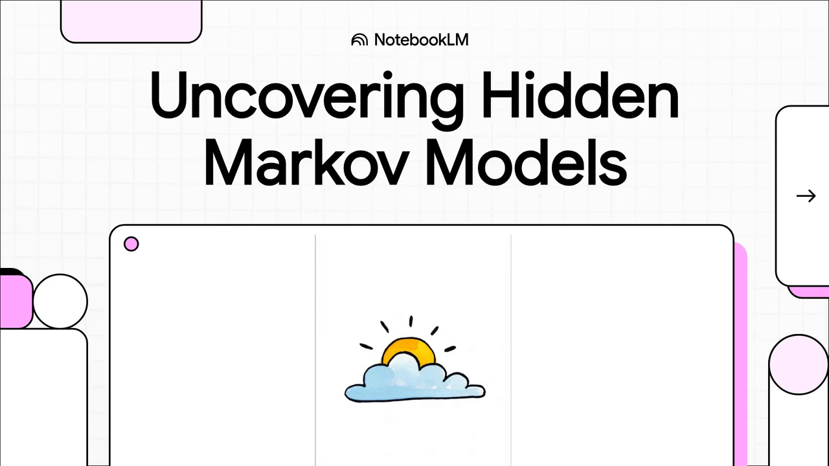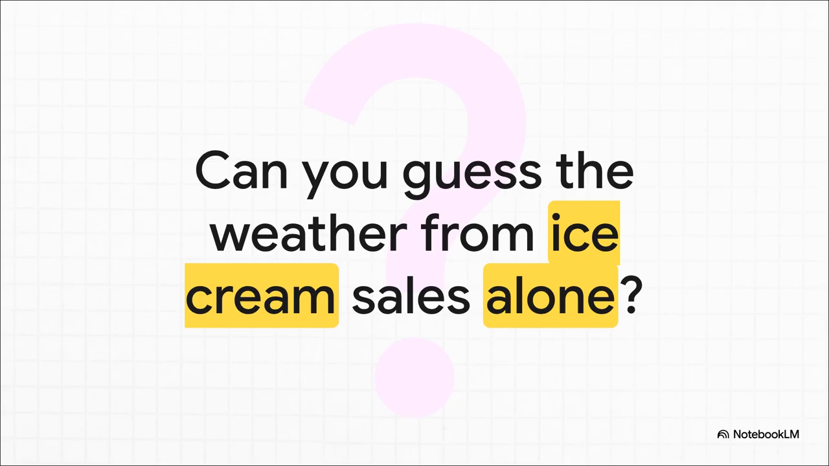Today, we're going to dive into something pretty cool for decoding the hidden patterns all around us, the hidden Markov model. Believe me, it's this amazing key that can unlock secrets everywhere, from how your phone understands you to how the stock market behaves.